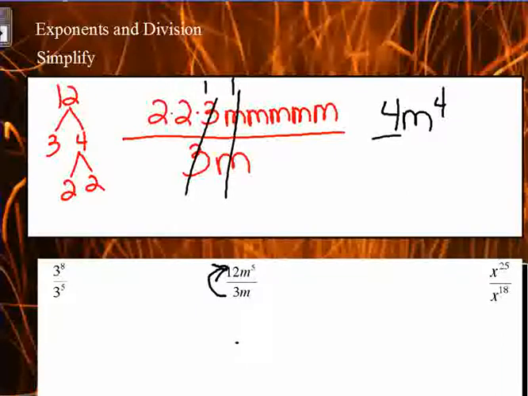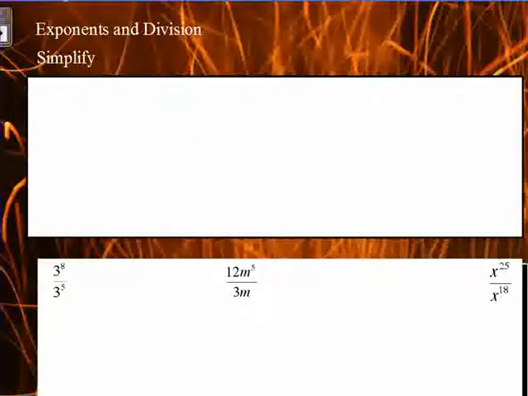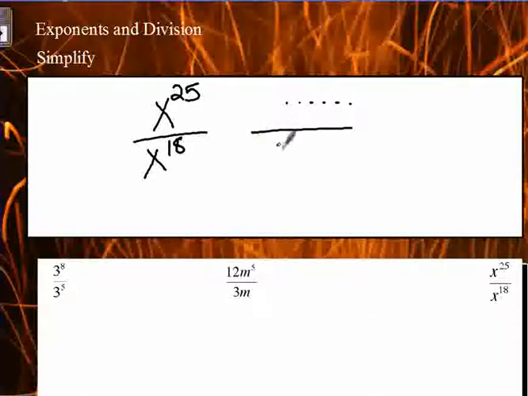Now, the last one, x to the 25th over x to the 18th. I really don't feel like writing 25 x's down, or 18. So if I visualize this in my head, and if I have 25 across the top, and I have 18 on the bottom, 18 of the 25 across the top are going to cancel, and I'm going to be left with 7 on the top. Pause the movie now and write this example into your notes.